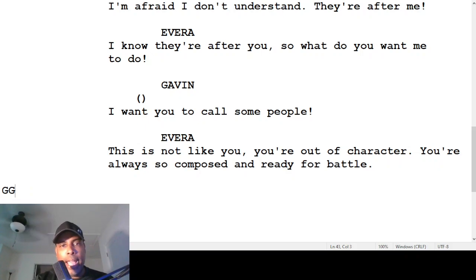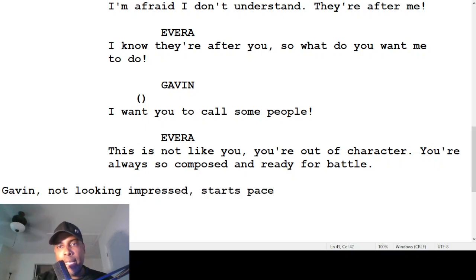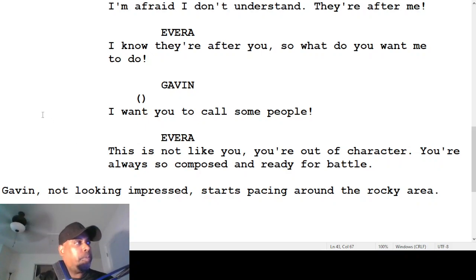Yeah, so here we go. Gavin, not looking impressed, starts pacing around the rocky area. All right, so let's go back up as we work on our log line exercise right here in module 2.